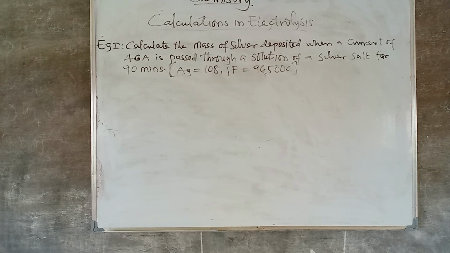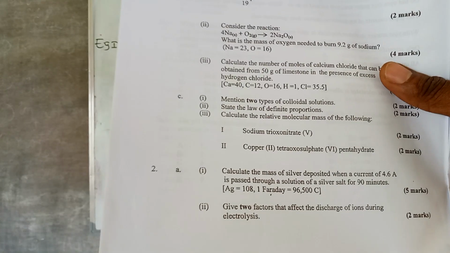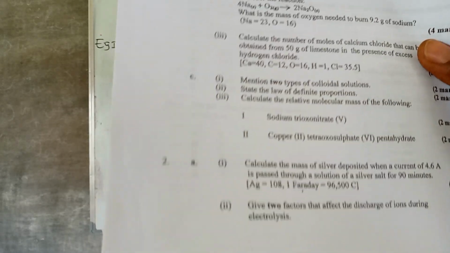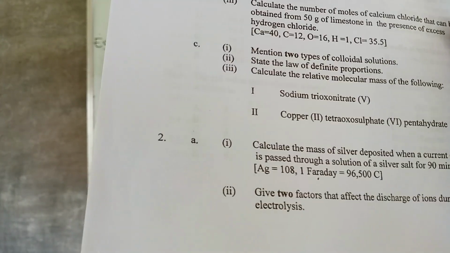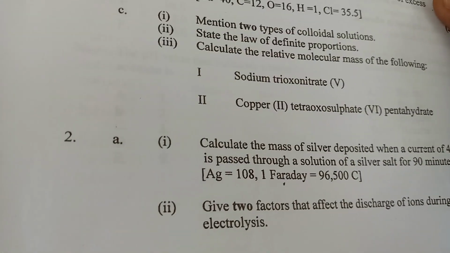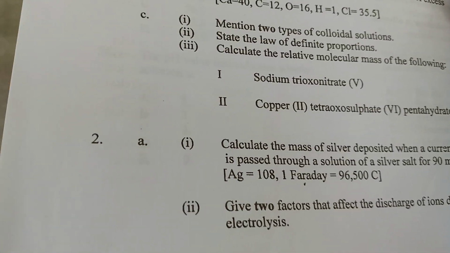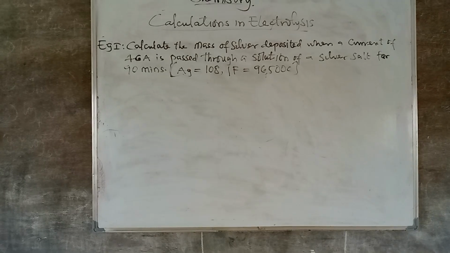Electrolysis, continued. Let's see some examples, some calculations on electrolysis. Let's check the one on the board. I got it from NECO 2022. Calculate the mass of silver deposited when a current of 4.6 ampere is passed through a solution of silver salt for 90 minutes, just as I have written it on the board.